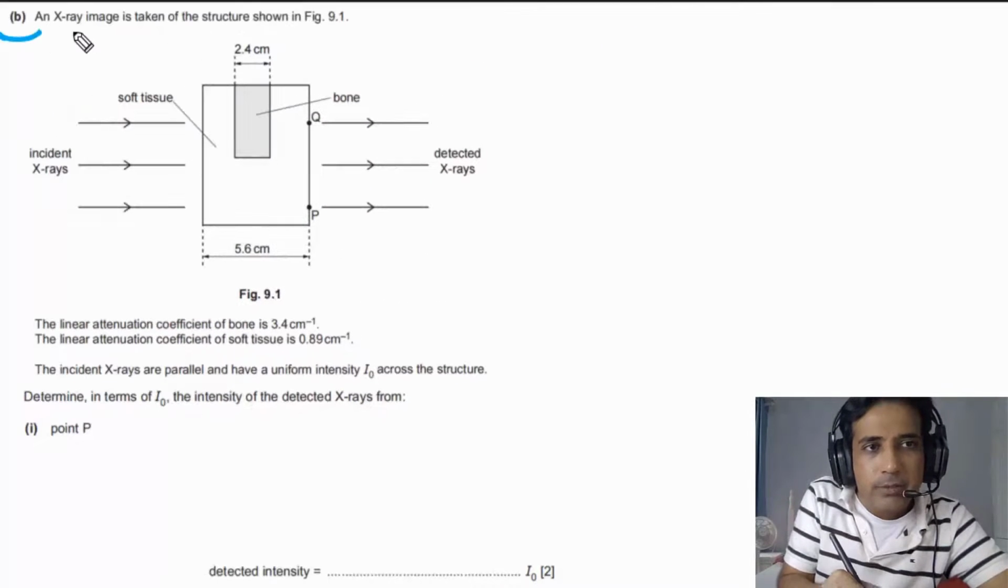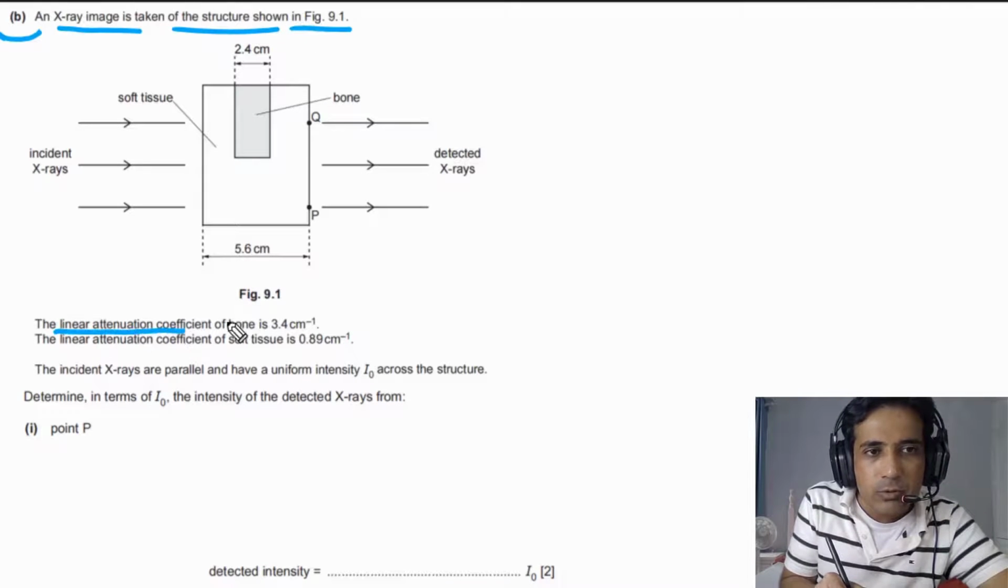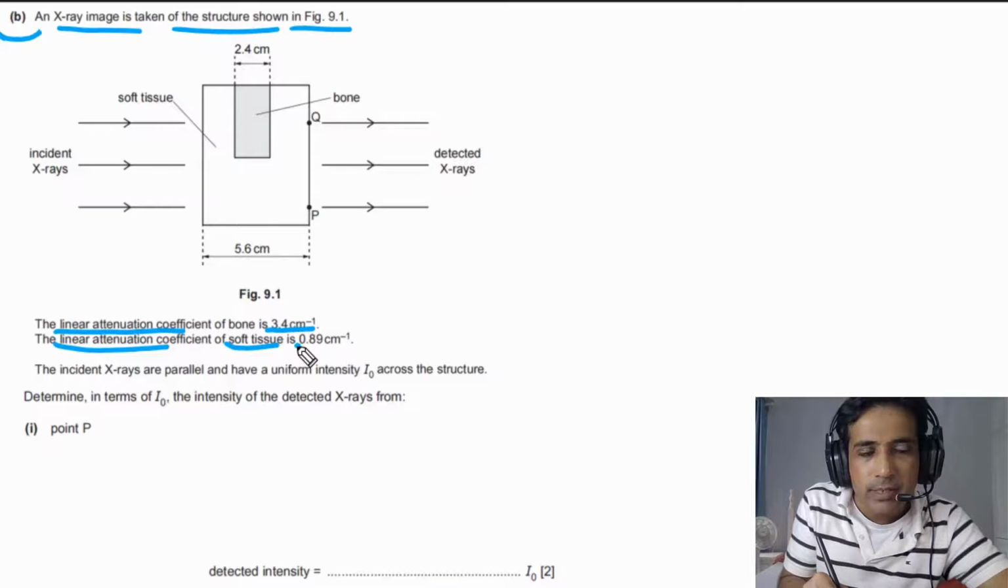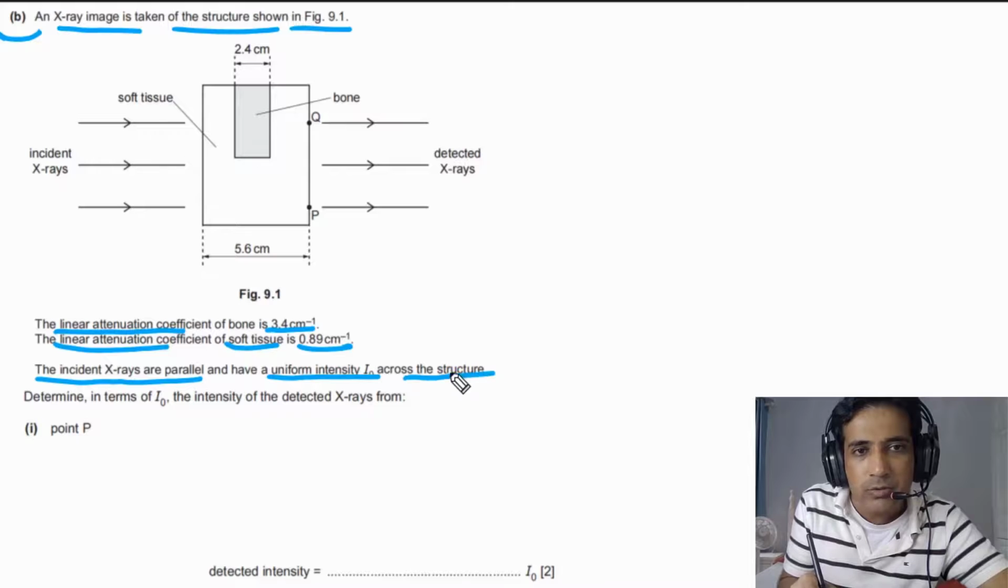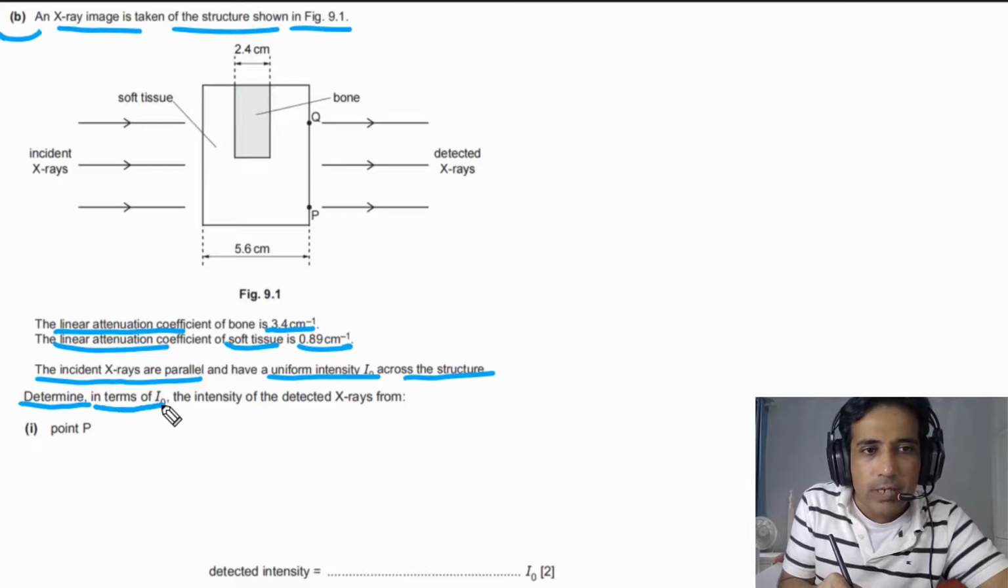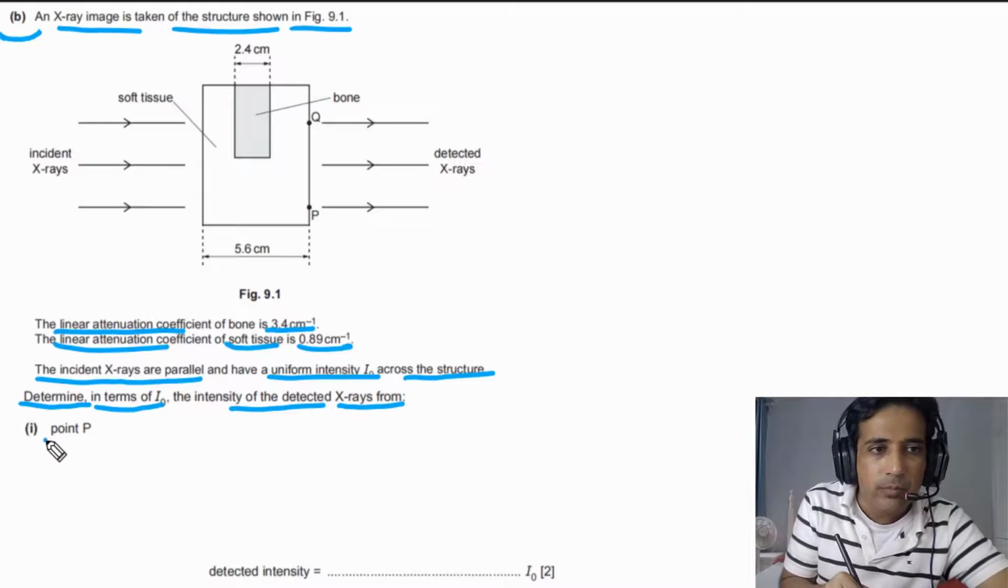For part B, it is given to us an X-ray image is taken of the structure shown in figure 9.1. Linear attenuation coefficient of bone is given, and this one is equal to 3.4 per centimeter. And linear attenuation coefficient of soft tissue is given, and that is equal to 0.89 per centimeter. The incident X-rays are parallel and have a uniform intensity I0 across the structure. Determine in terms of I0 the intensity of the detected X-rays from point P.